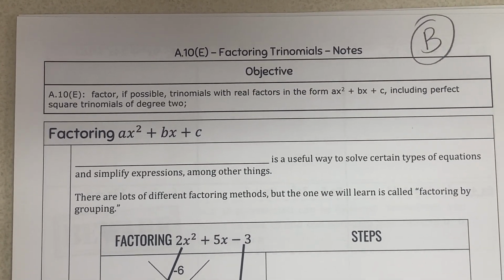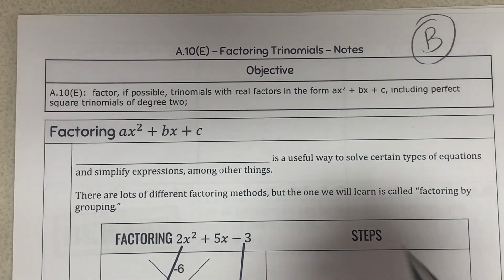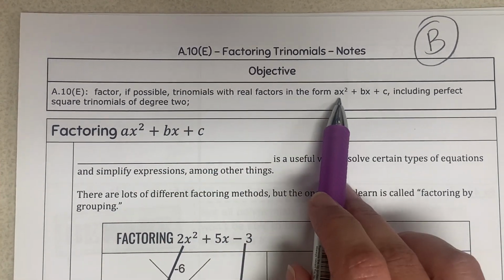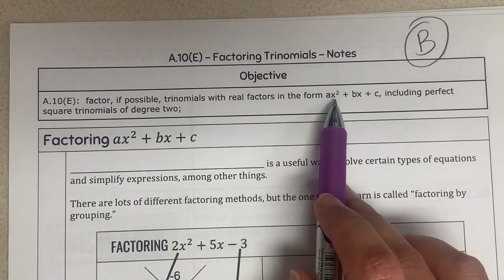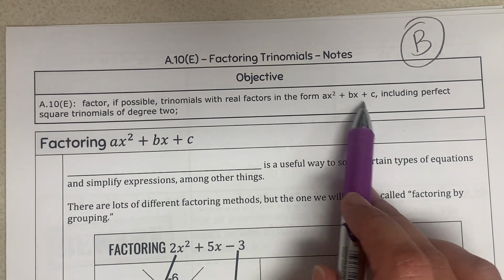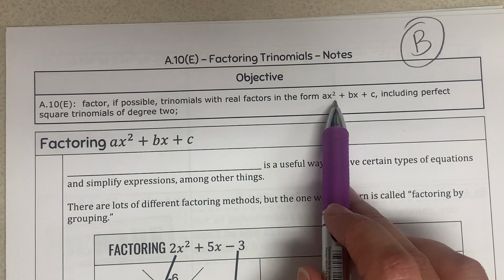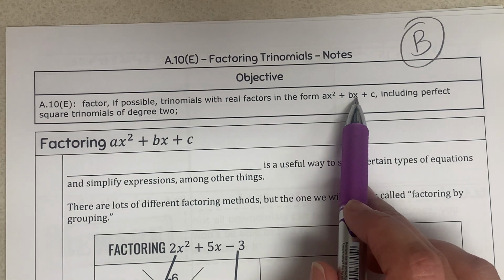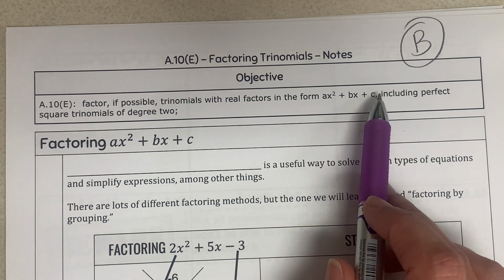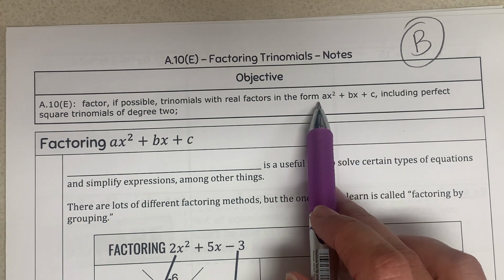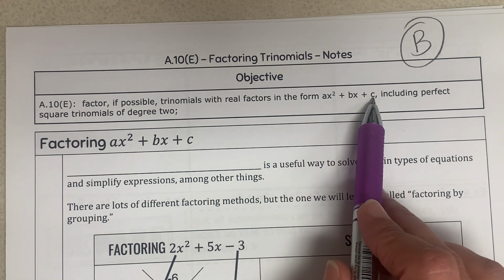Today we are learning how to factor a trinomial. A trinomial is a polynomial that has three terms. The highest one would be ax squared plus bx plus c. Pay attention: a is the number next to x squared, b is the number right next to x, and c doesn't have a variable. So ax squared plus bx plus c.